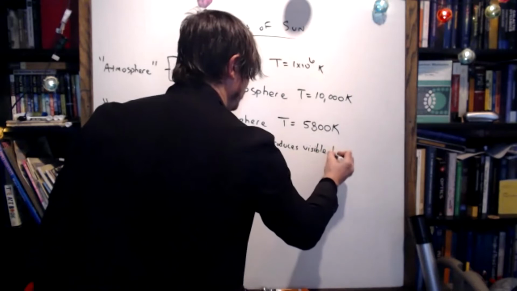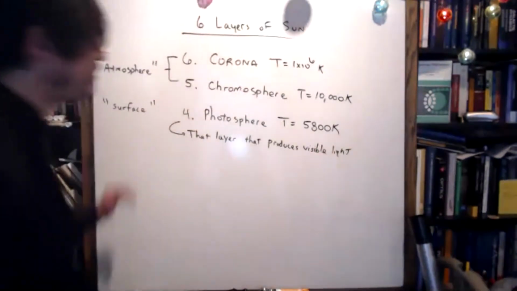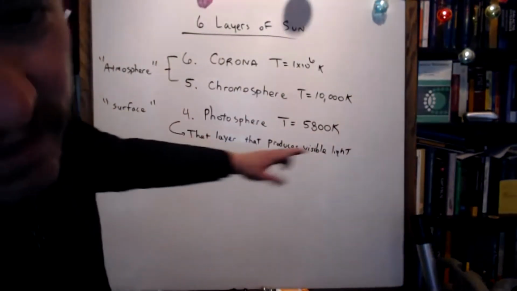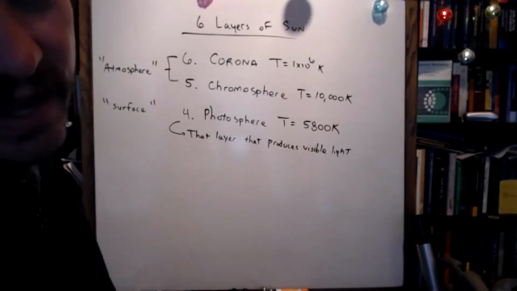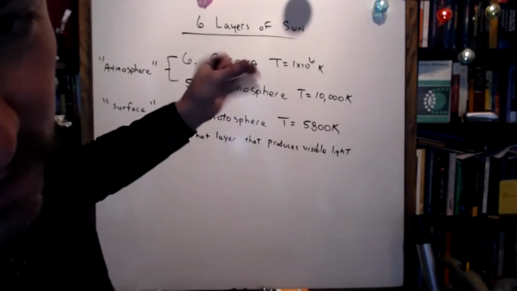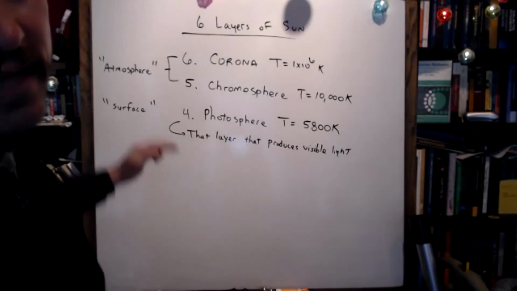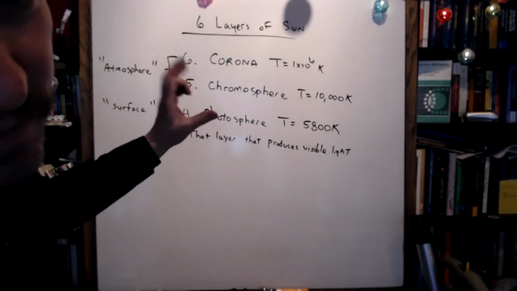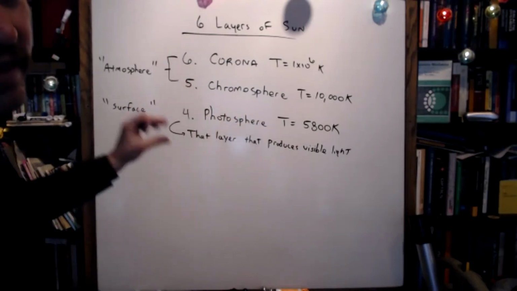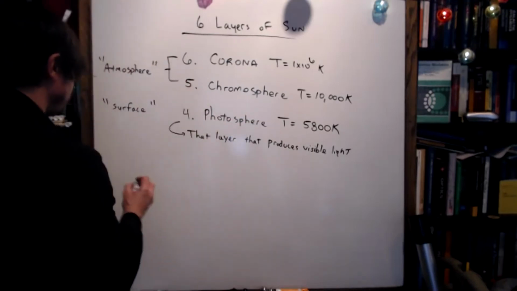I could have said that more elegantly, but I don't want to say it elegantly. I just want to be very simple. It's the layer that produces visible light, okay? The layer above it is too thin and too hot. The layer below it is too thick and too hot. This is the porridge that's just right. It's the layer that produces the visible light.